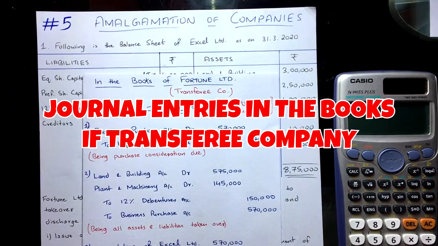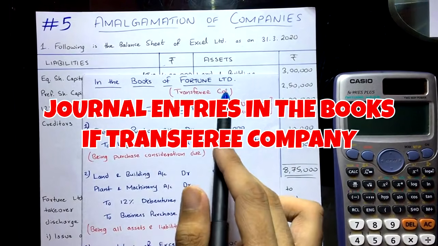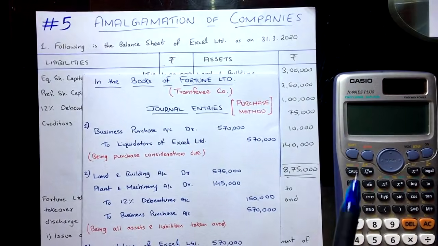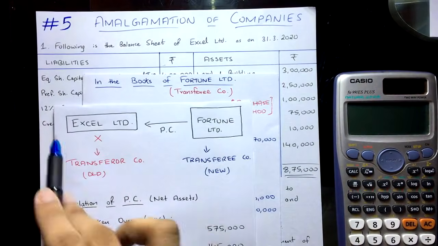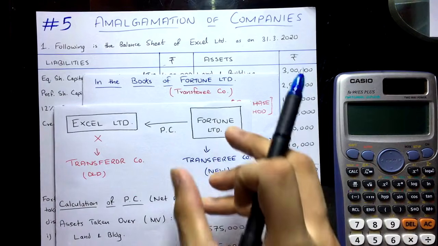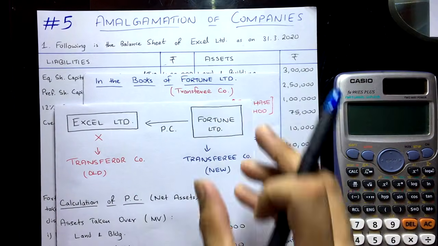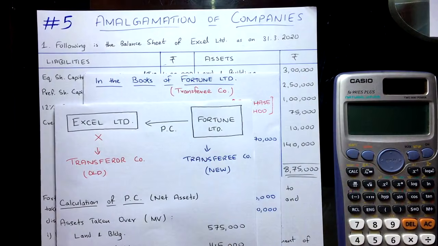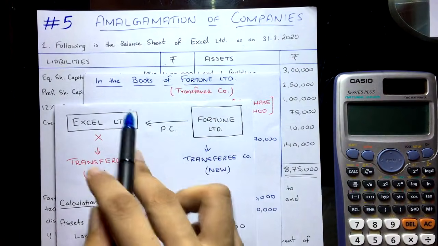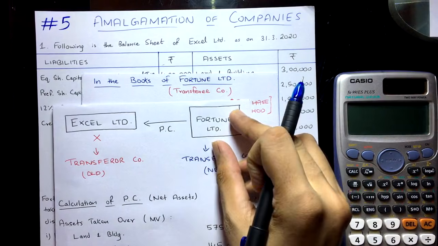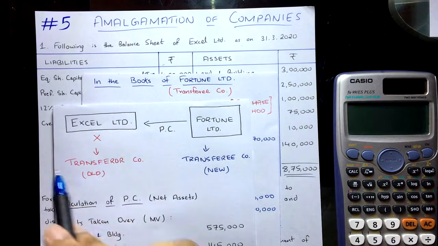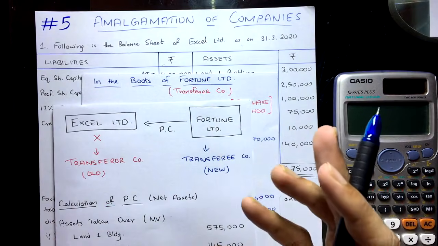Now let's see how to pass the journal entries in the books of Fortune Limited, in the books of Transferee Company. So here what has happened: this Excel Limited has been acquired by Fortune Limited. So now you have to think from the point of view of Fortune Limited, because you are preparing the journal entries in the books of Fortune Limited. You have purchased Excel Limited, a whole business, a whole company.